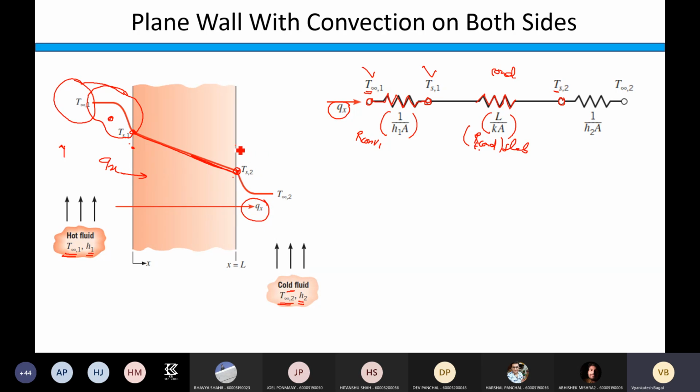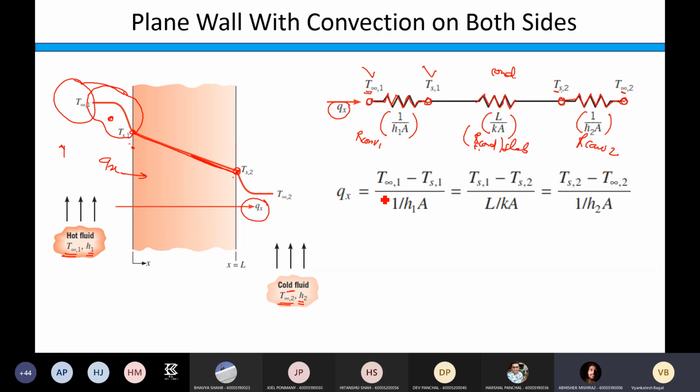Now there is convection taking place from this surface to the fluid on this side. So I added one more resistance, and the driving potential is Ts2 minus T infinity 2. Then I noted down the convective resistance on side 2. So convective resistance on side 2 is 1 upon h2A. It's very simple.